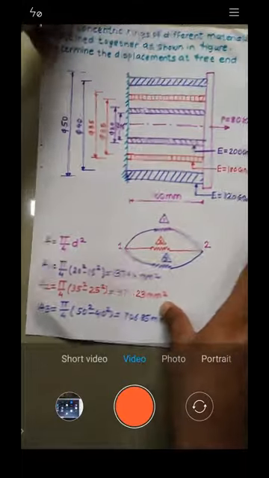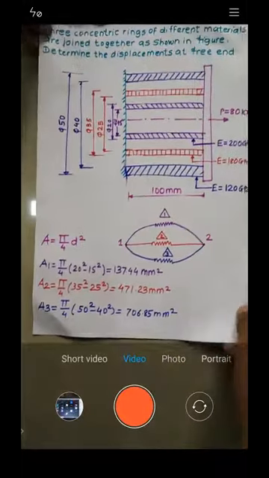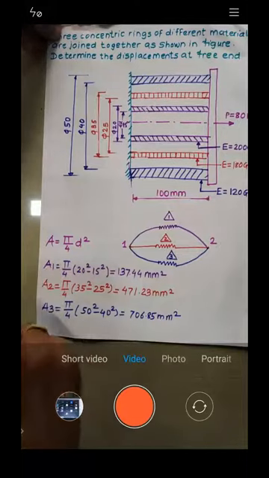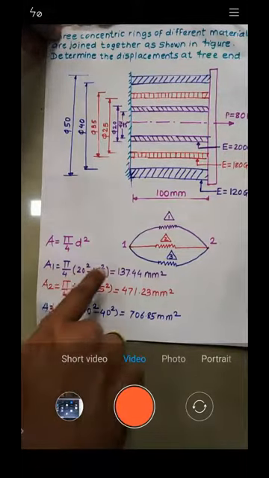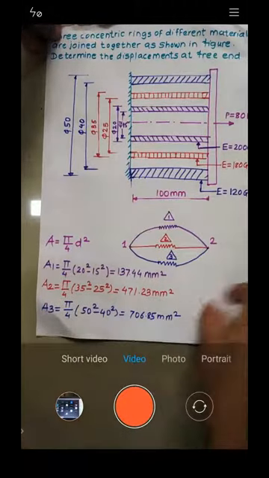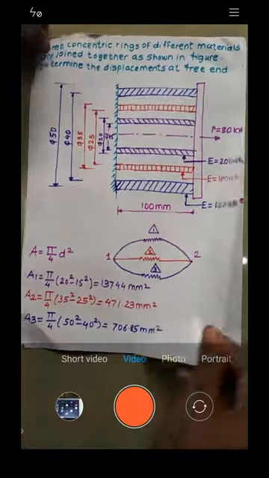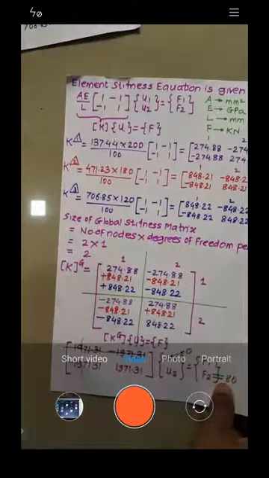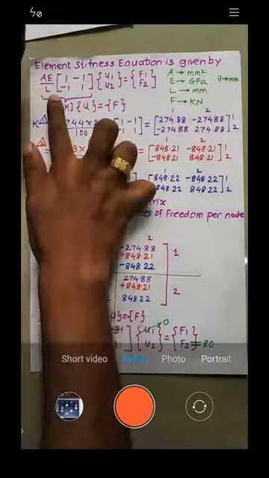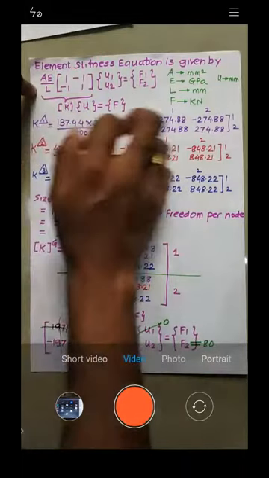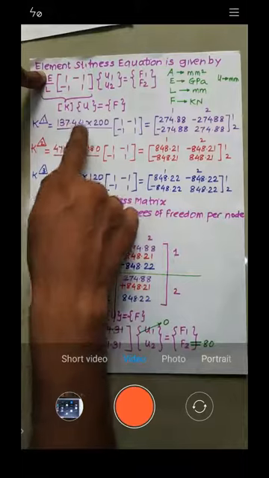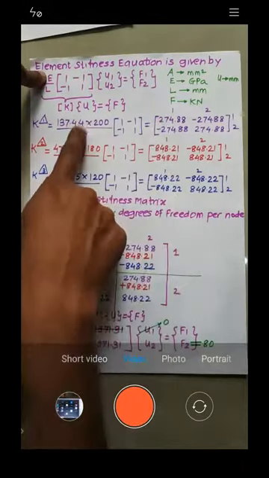Now, in order to calculate the element stiffness matrices, we should know the area. We have calculated the area as pi by 4 d square. But it has two diameters, inner and outer, so I've written outer square minus inner square for each element. So I got the area. After that, I've written the element stiffness equation, where I am interested in calculating the element stiffness matrix. So I've calculated the element stiffness matrix for elements number 1, 2, 3.